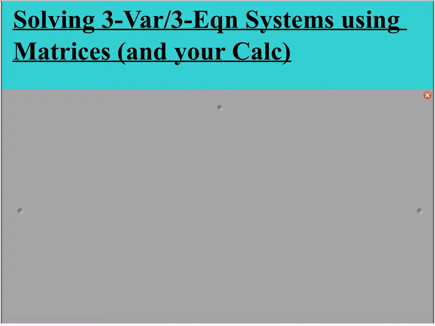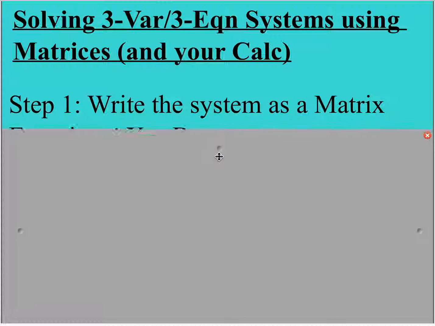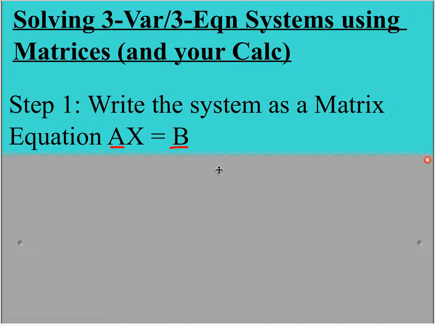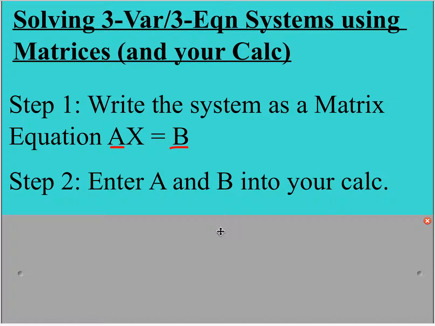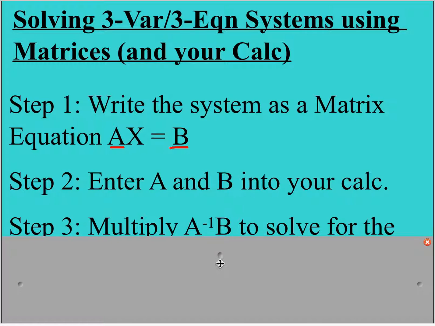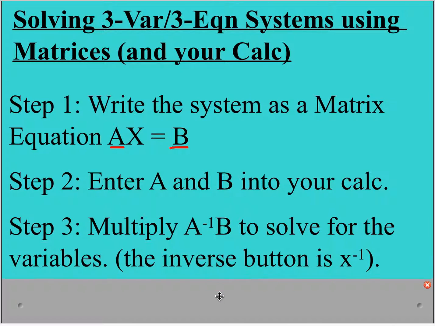The last thing that we're going to use matrix inverses for is solving systems with 3 variables and 3 equations, but the good news is here you get to use your calculator. So the very first step is, once again, to write the system as a matrix equation in the form AX equals B. The second step is to enter matrix A and matrix B into your calculator as two separate matrices. And then at the very end, all you have to do is multiply A inverse by B to solve for the variables. And your inverse button is the x to the negative 1 power. It's the fourth button down on the left.